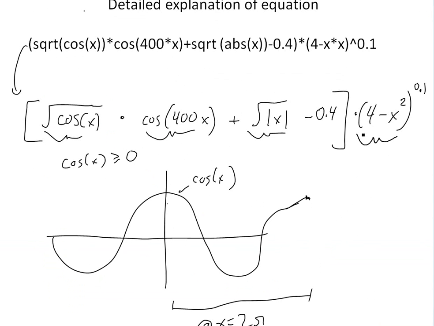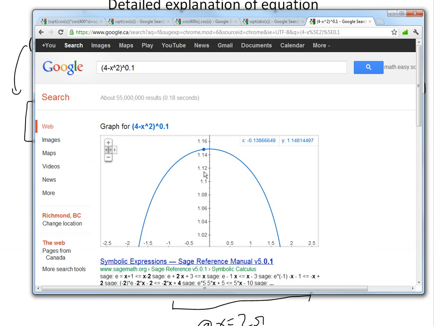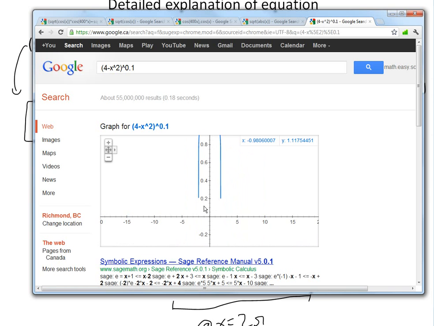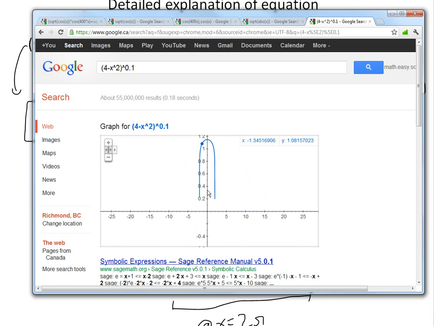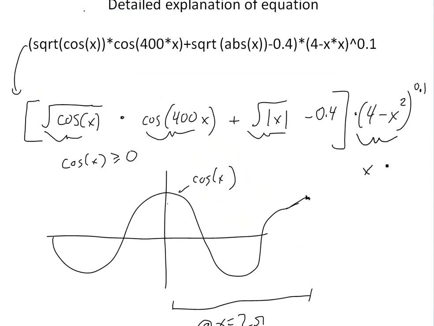So 4 minus x squared. As you can see, the inside can't be less than 0, because this is the square root, or power of 0.1. It's like a power of square root, so it has to be positive inside. And so the largest x value is 2, and the smallest is negative 2. So you can see right here, that's 2, negative 2. So from this one we know that x is less than or equal to 2 and greater than or equal to negative 2.